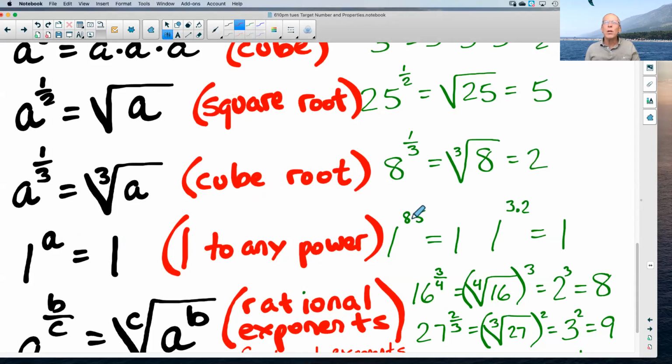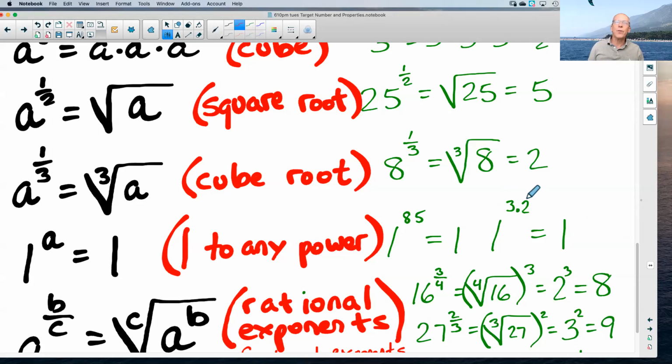Now, is that true of 1 to the 3.2 power? Yeah. Why? Because 1 to the power of 3 is 1, and then 1 times 1 times 1, that's 1, and then you take the 5th root of 1.